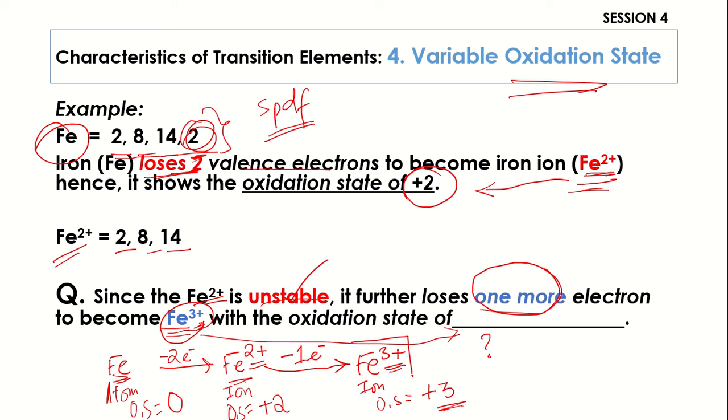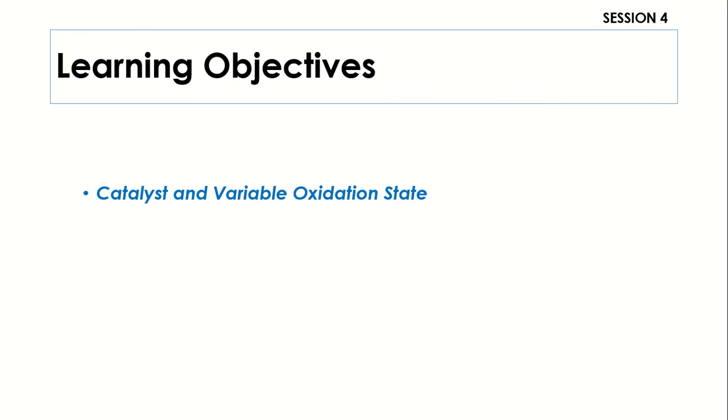So based on the number of charges that you can identify on the ion, you can also assume the oxidation state directly. So with this, we are done with today's lesson.